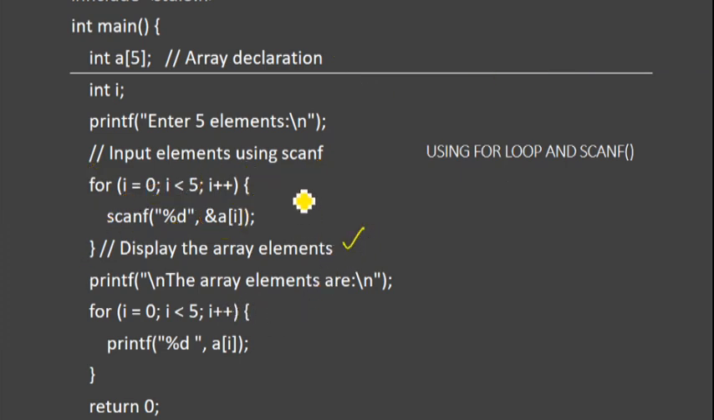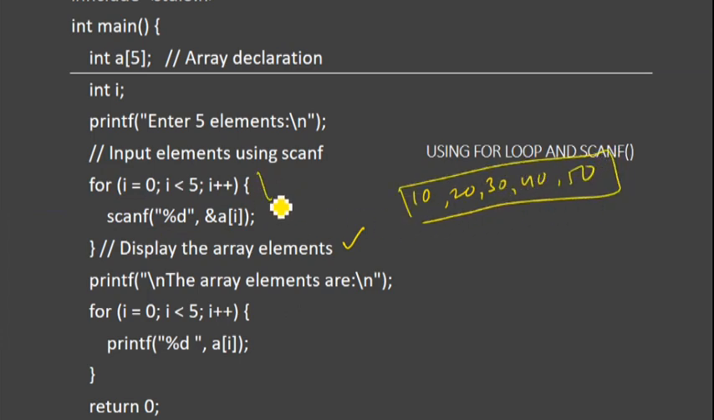Next, display the elements. Because I already entered the values 10, 20, 30, 40, and 50, assume I entered these values using the for loop and scanf in the variables a[0], a[1], a[2], a[3], and a[4]. So now we have to display the array elements. This will be printed as it is onto the screen.